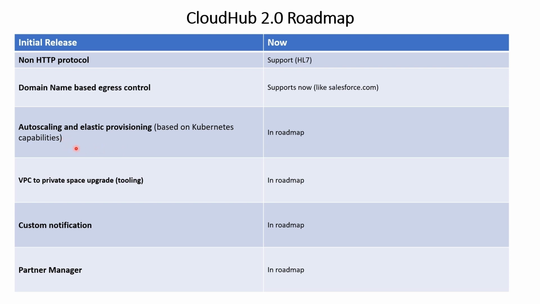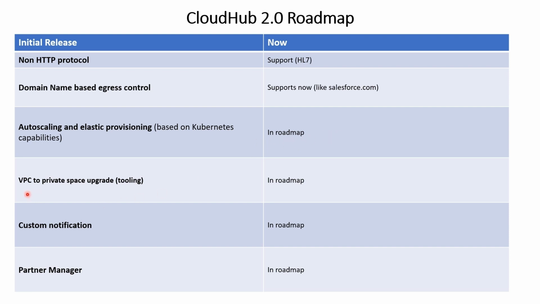CloudHub 2.0 does not support auto scaling and elastic provisioning. CloudHub 2.0 is based on Kubernetes, and Kubernetes does support auto scaling and elastic provisioning. But CloudHub 2.0 still does not support auto scaling and elastic provisioning. Support for auto scaling and elastic provisioning is in the roadmap. We will get the support in CloudHub 2.0 in the future.